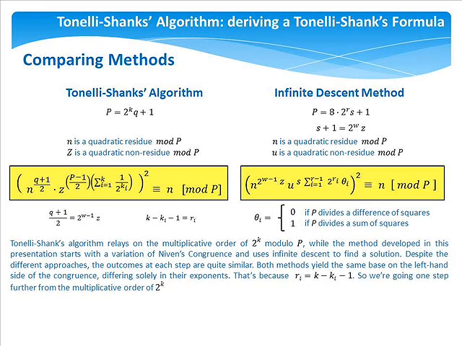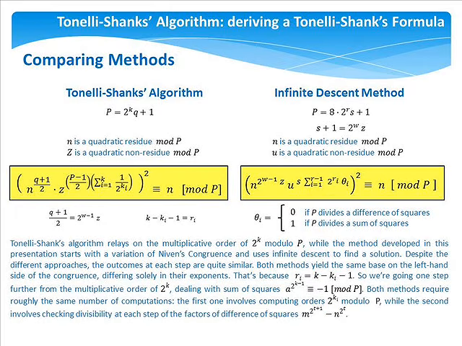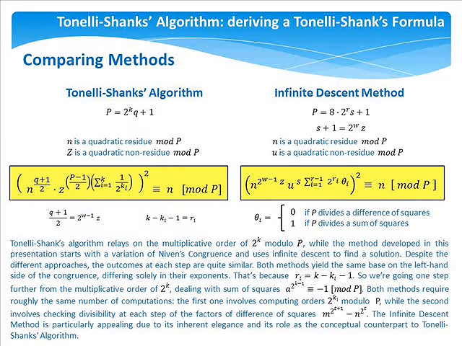So we're going one step further from the multiplicative order of 2 raised to k, dealing with sum of squares, a raised to 2 raised to k minus 1 congruent to minus 1 modulo p. Both methods require roughly the same number of computations. The first one involves computing orders 2 raised to k sub i modulo p, while the second involves checking divisibility at each step of the factors of difference of squares, m raised to 2 raised to t plus 1 minus n raised to 2 raised to t. The infinite descent method is particularly appealing due to its inherent elegance and its role as a conceptual counterpart to Tonelli-Shanks algorithm.